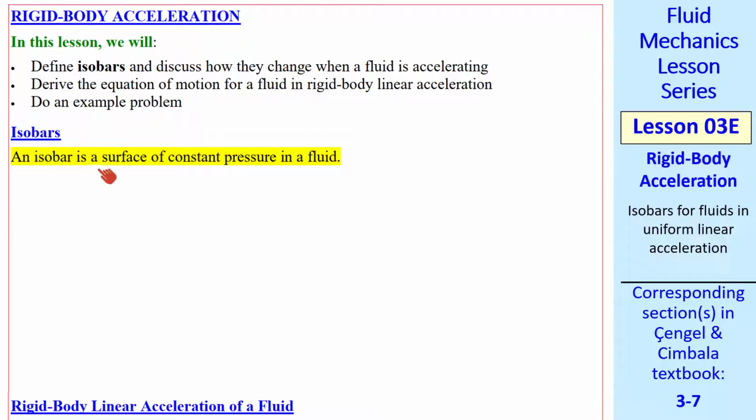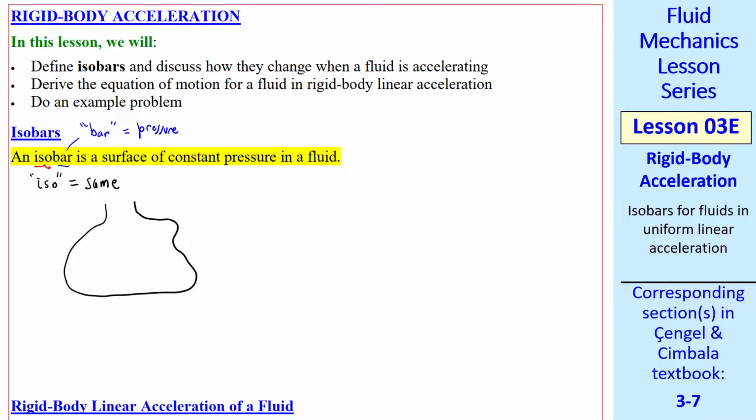First of all, an isobar is a surface of constant pressure in a fluid. Iso means same, and bar means pressure, like barometer. So an isobar is a surface of constant pressure, although for some of you, bar may mean a place where you release some pressure. Let's look at an arbitrarily shaped container open to the atmosphere.